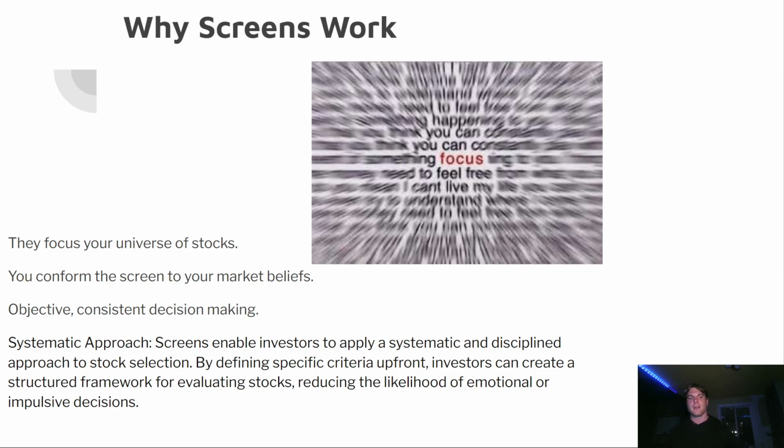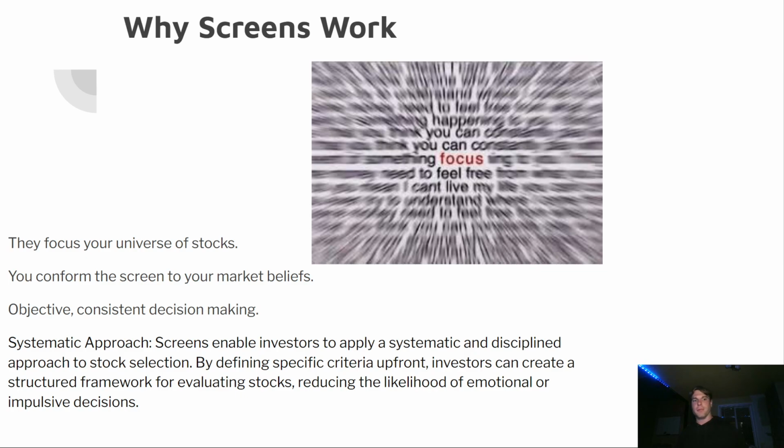Why else do screens work? They're objective and they allow you to have consistent decision making. If you're putting in parameters and a stock doesn't meet those parameters, you're never going to see that stock. So when you are doing your screens, you're going to see only the stocks that you want to see, and it allows you to really filter out the crap and only go for the gold.